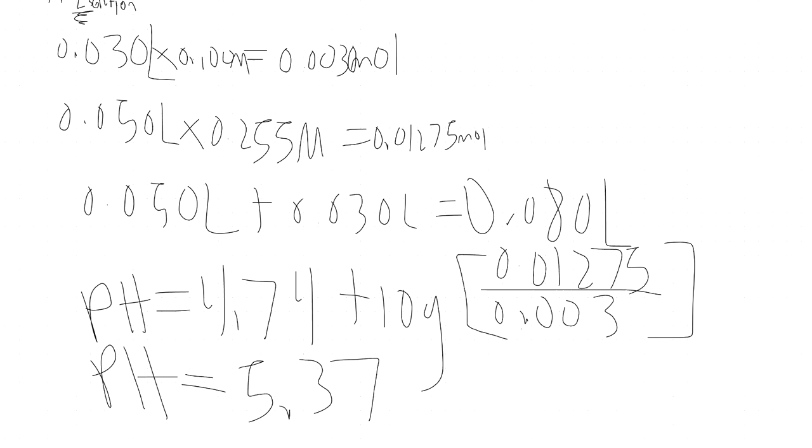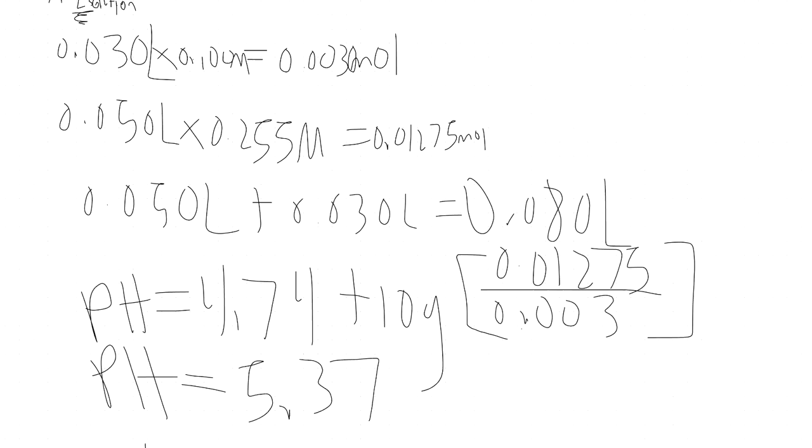And so what's the buffer capacity? Well, what is buffer capacity? Buffer capacity is basically how much a buffer solution can handle before the pH just starts to increase or decrease drastically. And this is usually a range. So we found this pH, and the range is plus or minus 1 from the pH that the solution is at. So in this case, 5.37 minus 1 would be 4.37.